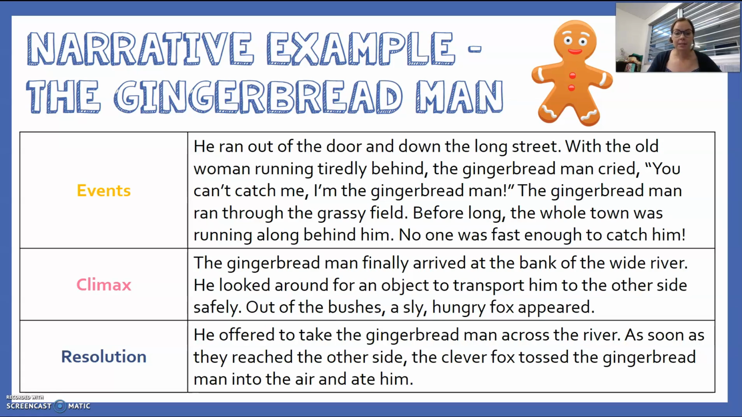The climax. The gingerbread man finally arrived at the bank of the wide river. He looked around for an object to transport him to the other side safely. Out of the bushes, a sly, hungry fox appeared. He offered to take the gingerbread man across the river. As soon as they reached the other side, the clever fox tossed the gingerbread man into the air and ate him. So here we have a resolution that didn't end well for the gingerbread man.